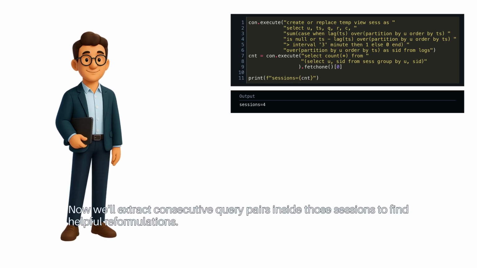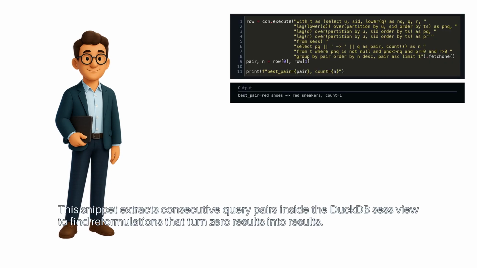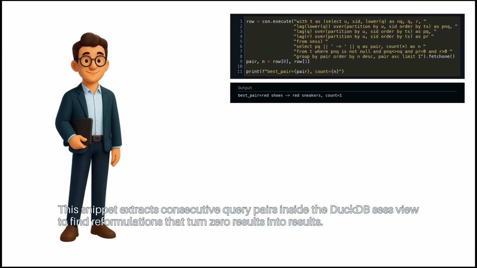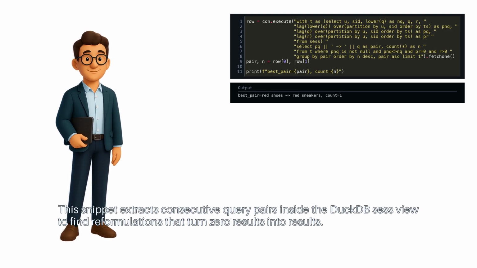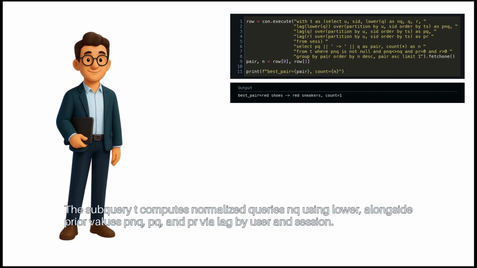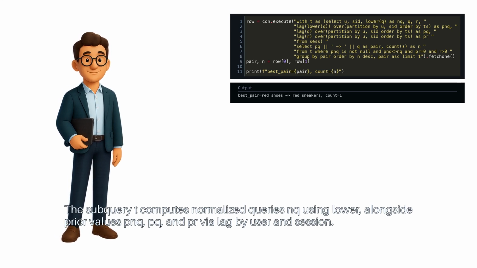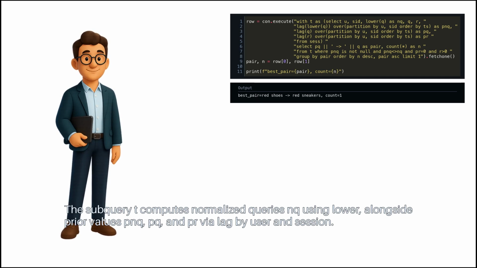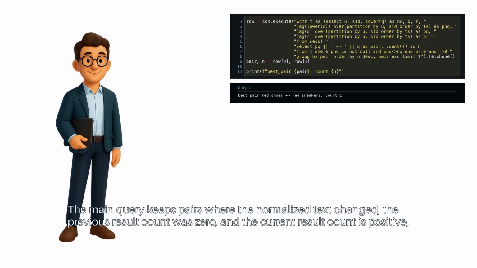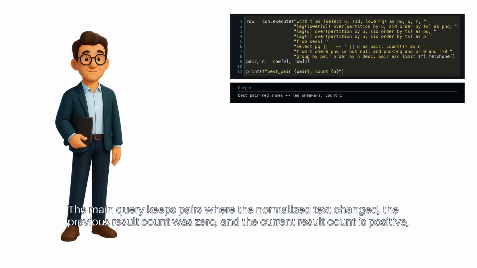Now we'll extract consecutive query pairs inside those sessions to find helpful reformulations. This snippet extracts consecutive query pairs inside the DuckDB sess view to find reformulations that turn zero results into results. The subquery T computes normalized queries NQ using lower, alongside prior values PNQ, PQ, and PR via lag by user and session. The main query keeps pairs where the normalized text changed.